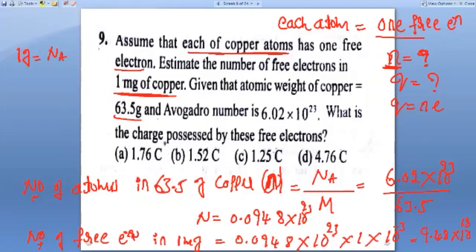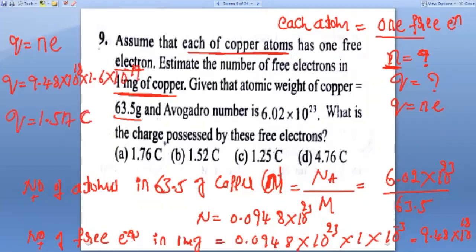Okay, so I got the N value. By using the N value, you have to calculate the charge. You know the formula very well: charge Q is equal to NE. Then Q is equal to the N value, 9.48 into 10 to the power of 18, into the E value, 1.6 into 10 to the power of minus 19.